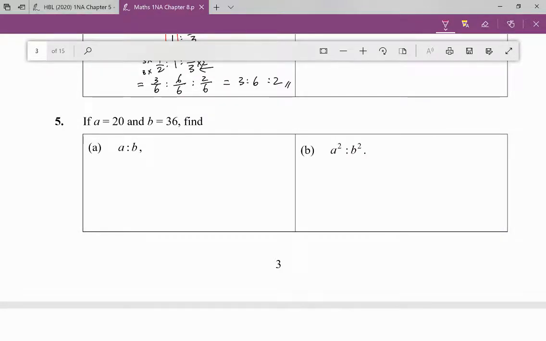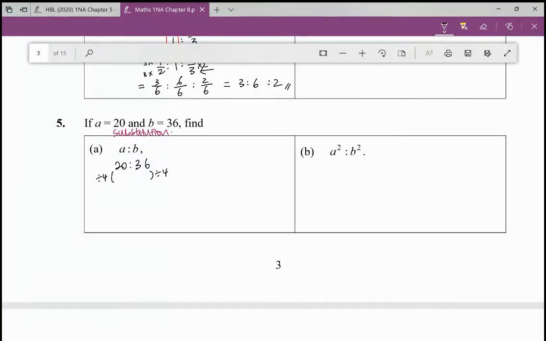Okay, so for question 5, it's a bit on substitution. Let me just try the first one with you to have a rough idea what it is about. If A is 20, B is 36, I just have to reduce to lowest terms. Just a reminder, if I only have two ratios, I can press the calculator straight. So 20 and 36, what would I get? Okay, I can divide by 4.